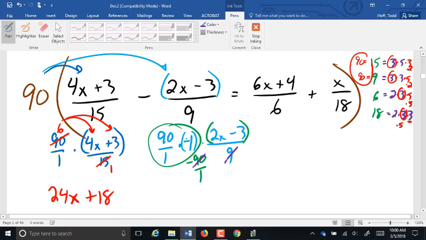Negative 90 and 9 both divide by 9. 9 divided by 9 is 1. Negative 90 divided by 9 is negative 10. So I now have negative 10 times 2x is negative 20x. I have negative 10 times negative 3 is positive 30.